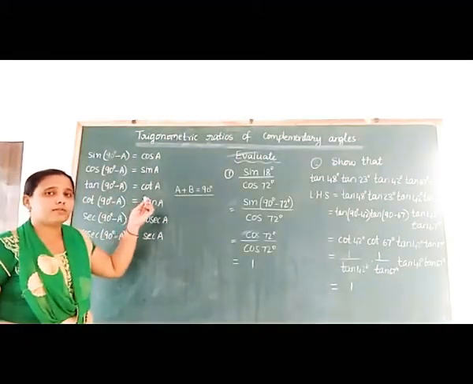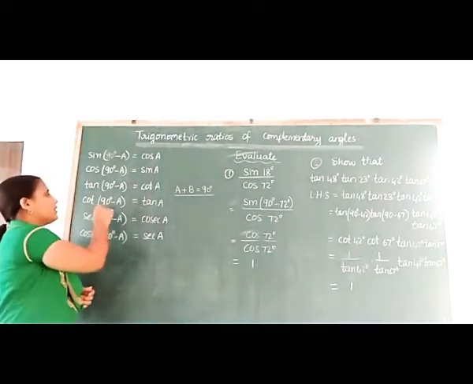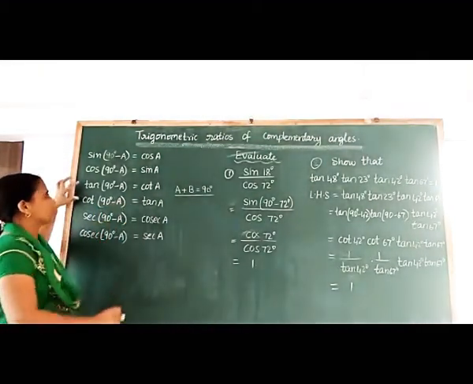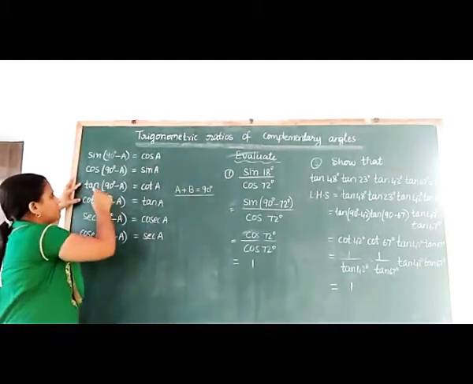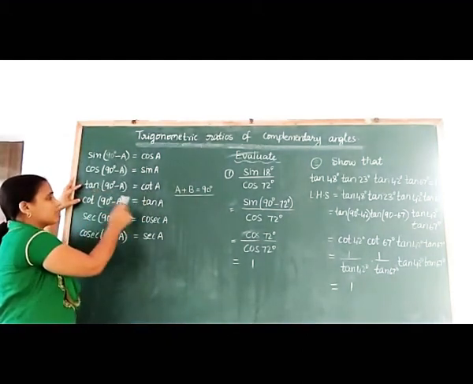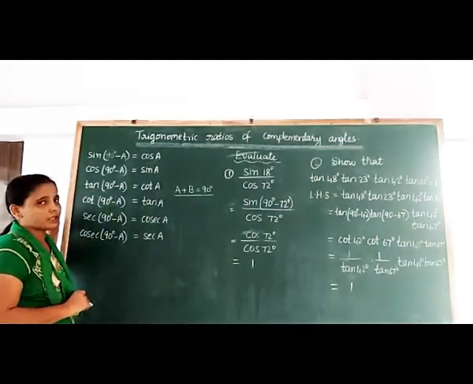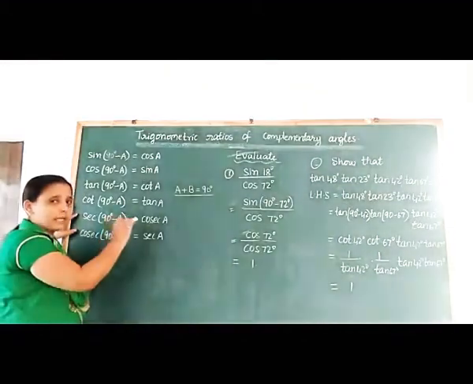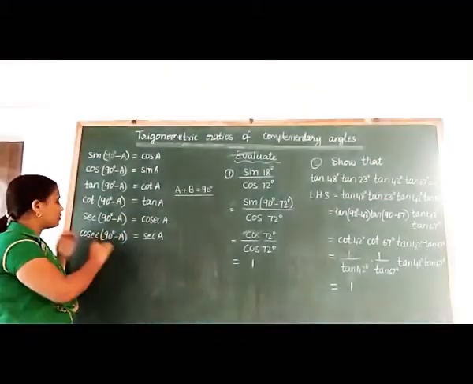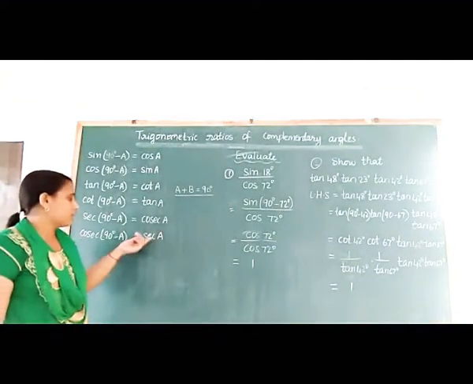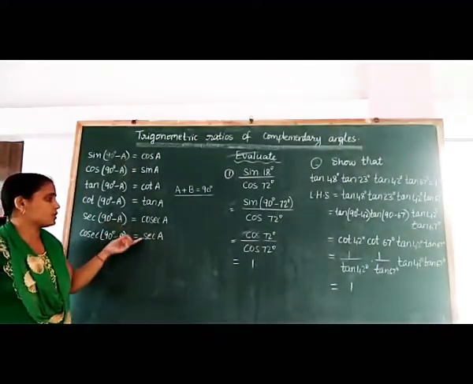Tan 90 minus A is cot A, and cot 90 minus A is tan A. So these two are changing into each other, means tan is changing into cot and cot is changing into tan. This also you can learn easily. Similarly, sec 90 minus A is cosec A and cosec 90 minus A is sec A. So these two are also changing into each other.